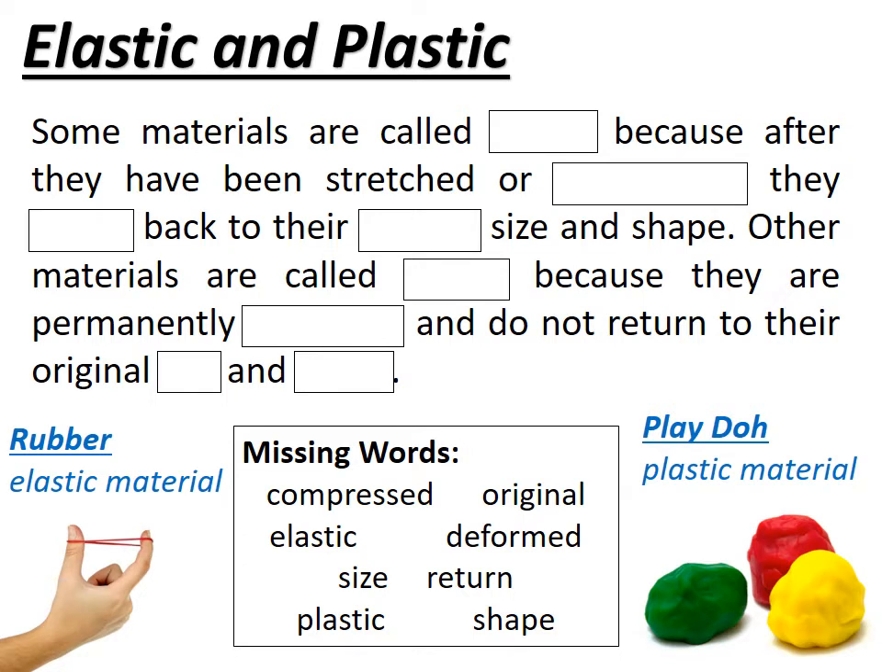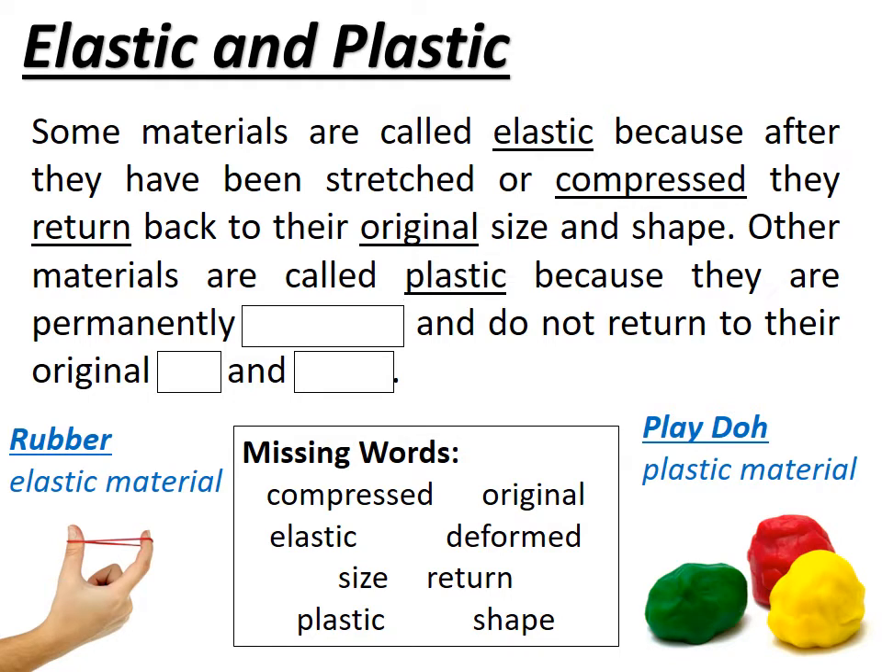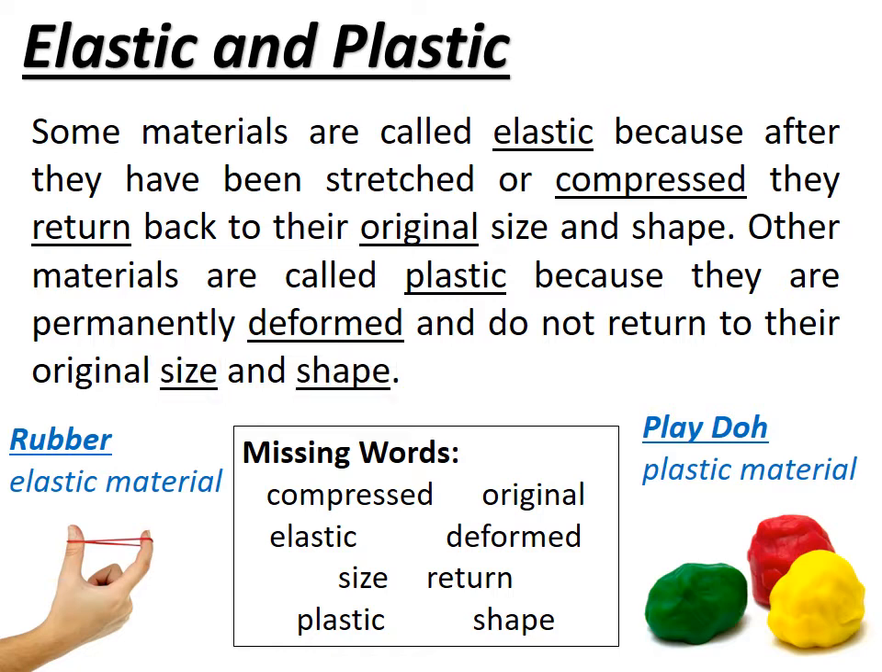Okay, in materials science, there are two basic types of material. We get elastic materials and we get plastic materials. Now, today's lesson is really about elastic materials, but you should know what we mean by a plastic material as well. So let's fill out these missing words. Some materials are called elastic because after they have been stretched or compressed, they return back to their original size and shape. Other materials are called plastic because they are permanently deformed and do not return to their original size and shape.